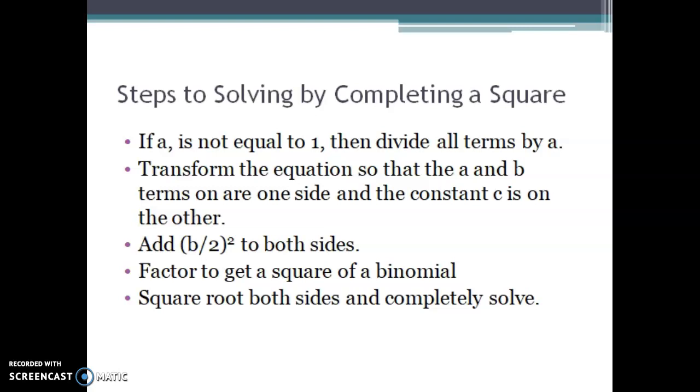We're going to practice a few more in class, but again, I wanted to add this as a method to your database of how to solve quadratics. Remember that the quadratic formula always works. It's just not the most efficient way in some cases. Thank you.